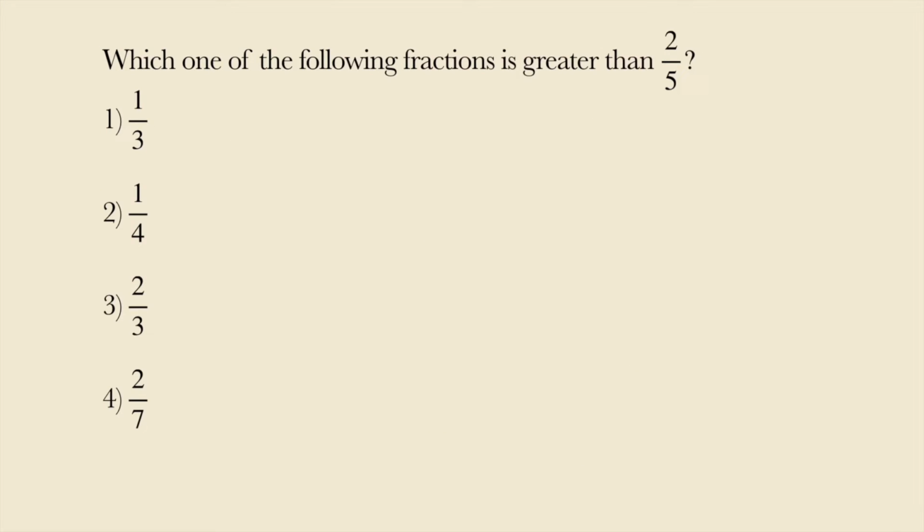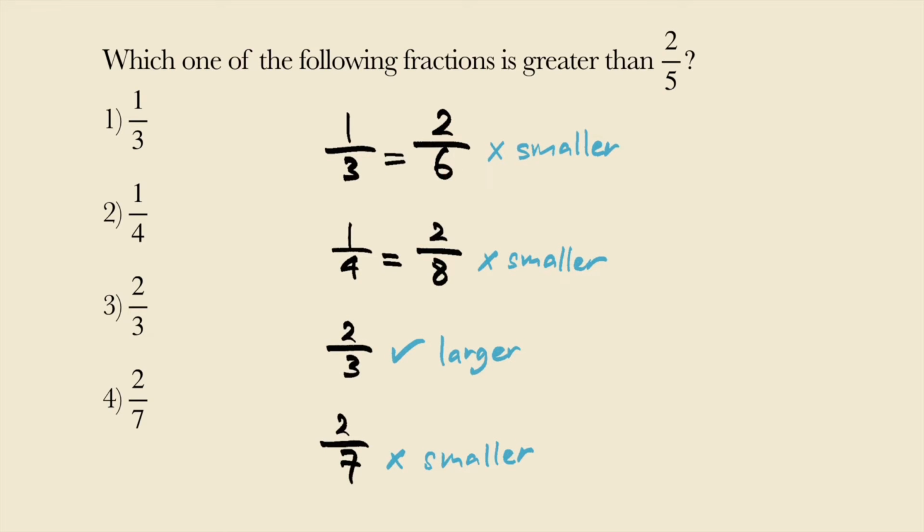Now we're comparing these fractions to 2/5. The good news is, look at the numerators: 1, 1, 2, 2. That makes it pretty easy, isn't it? So 1/3 is 2/6. Now look at this. This is actually smaller. Why? Sorry, the denominator is larger. So 2/6 is smaller than 2/5, so out. 2/8 is smaller than 2/5, so it's out. Now 2/3 is larger than 2/5. So the answer is number 3, 2/3.